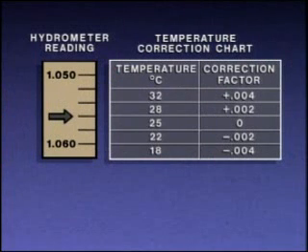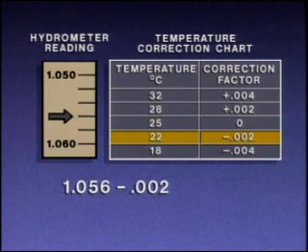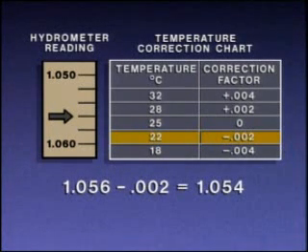Correction factors are usually provided in charts. To use the chart, locate the temperature of the sample and then the corresponding correction factor. In this example, the temperature is 22 degrees Celsius. So the correction factor is minus 0.002. Subtracting 0.002 from the indicated specific gravity of our sample, 1.056, gives us the actual specific gravity of the sample, 1.054. From here, the result of the test is compared to the specifications to determine if the sample is within acceptable limits.